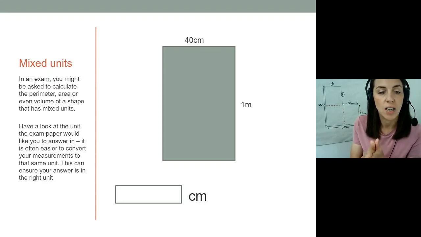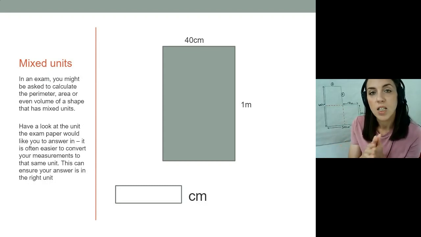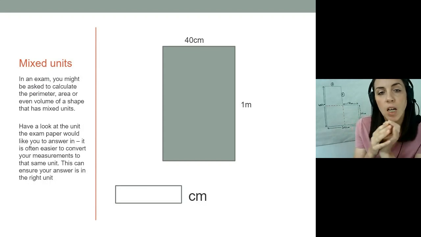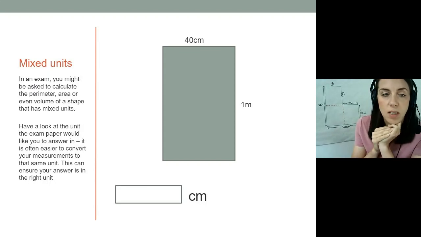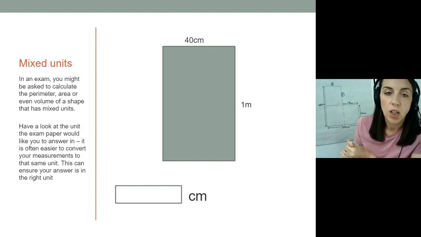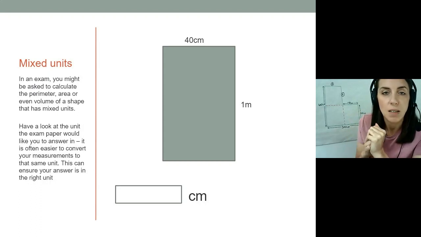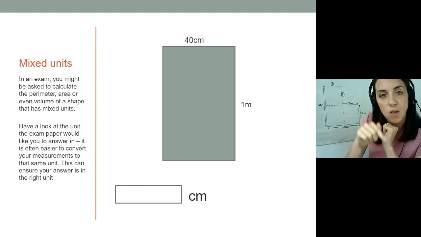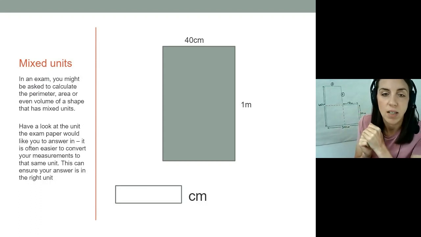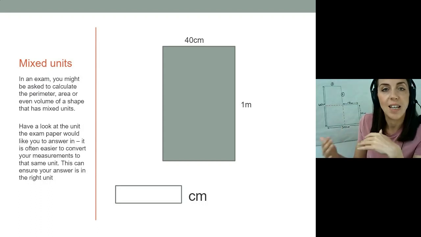This can ensure your answer is in the right unit as well. So in this case, for example, you need to convert each of the measurements to the same unit when we're doing the perimeter. We could convert the centimetres into metres and make the measurements all the way around metres, or we could convert the metres into centimetres and then add all the amounts around the edge of the rectangle together in centimetres.